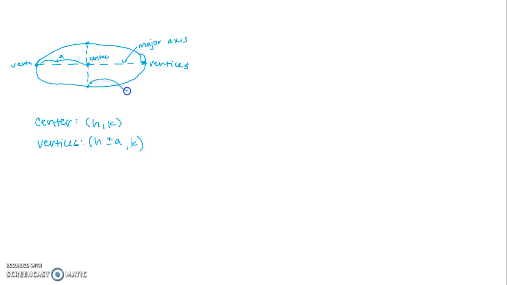This smaller of the two axes is called your minor axis. The ends of those, rather, are your co-vertices. The distance from the center to a co-vertex is B. So to find my co-vertices, since it's a horizontal ellipse, the H did not change, but the K I did plus or minus B, depending on whether I was going up or down.